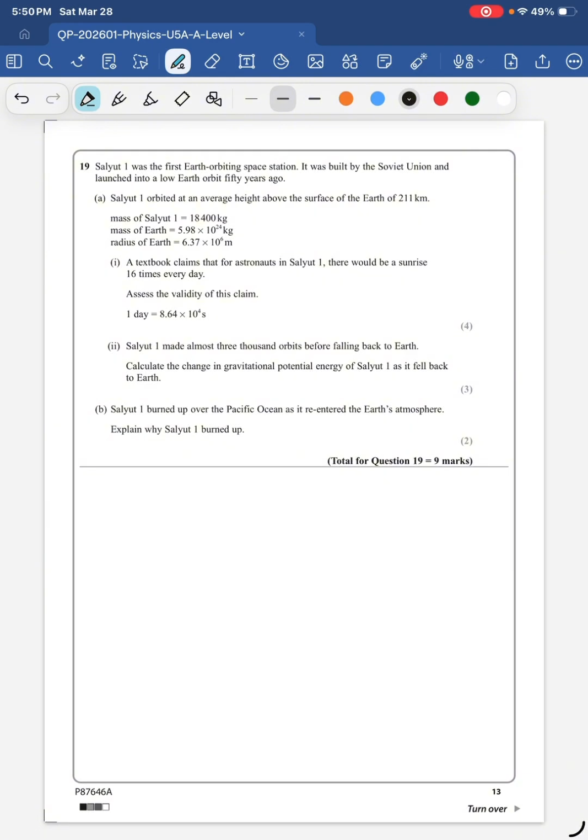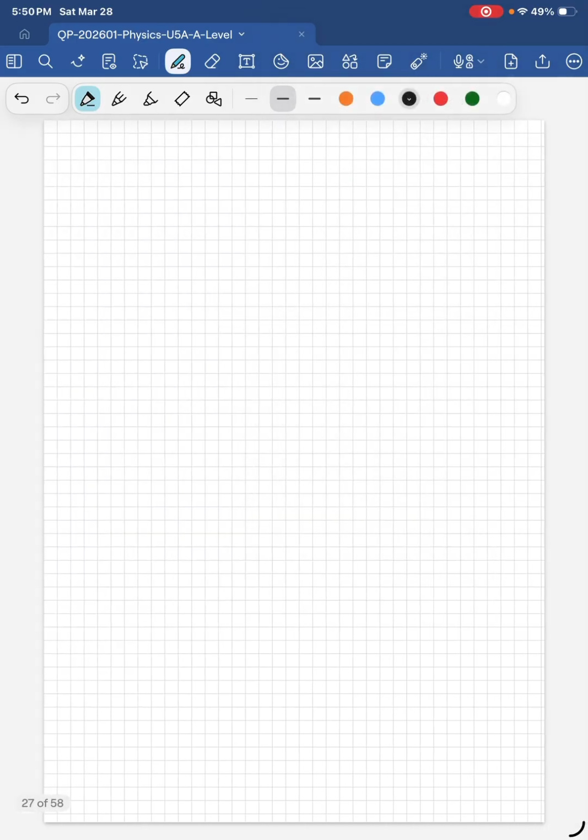Assess the validity of this claim, and they give you that one day is 8.64 times 10 to the 4 seconds. So in these types of questions, you have to actually derive the period of rotation. So let's do it here.